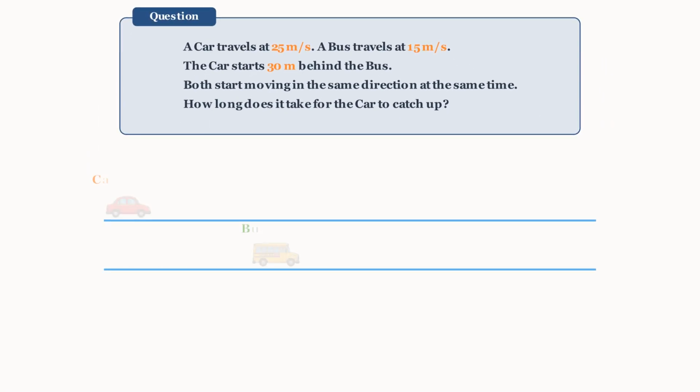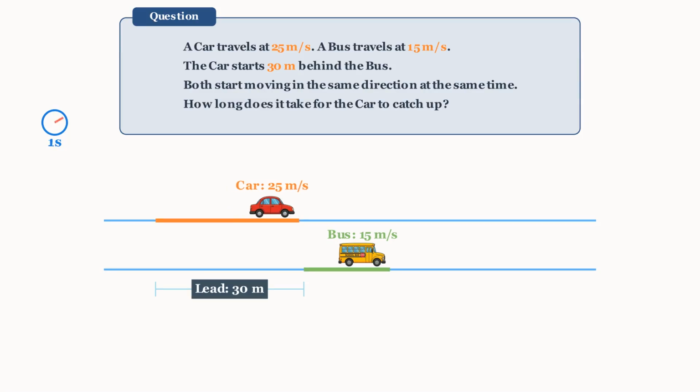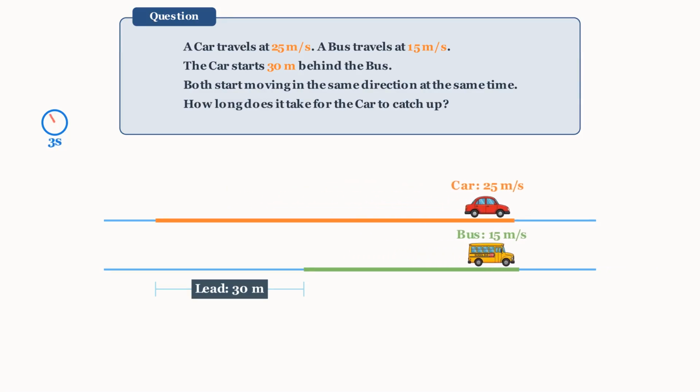Let's visualize this. The bus has a 30-meter head start, and both are traveling in the same direction. Watch as they move. Every second, the car covers 25 meters while the bus covers only 15 meters. The car gains 10 meters each second. After 3 seconds, the car traveled 75 meters and the bus traveled 45 meters. The difference is exactly 30 meters, the original lead.